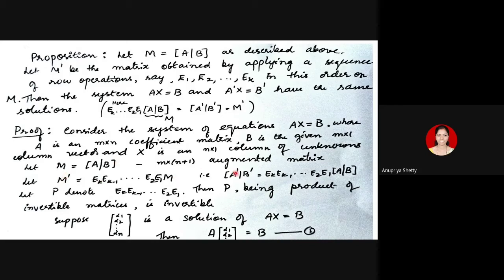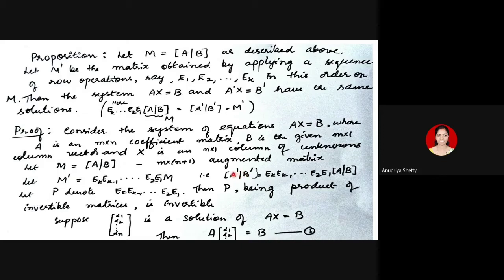And M dash is also a block matrix. What is that block matrix? I have missed one bracket here. M dash is a block matrix having the blocks A dash and B dash. So I need one bracket here. Okay, this M dash is A dash, B dash. It's a block matrix with the two blocks A dash, B dash.